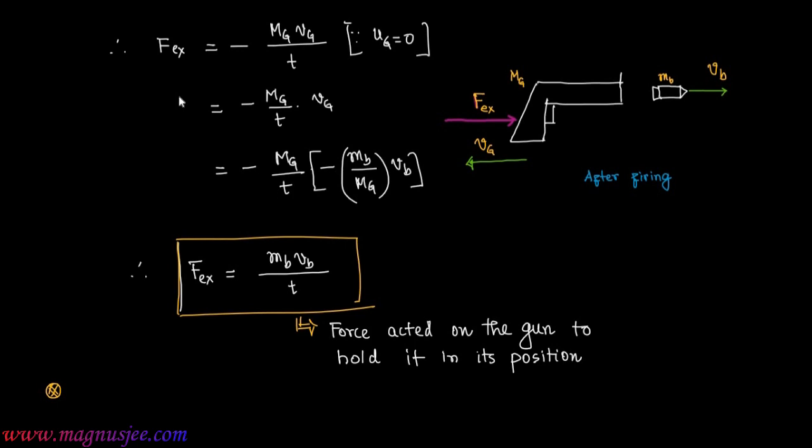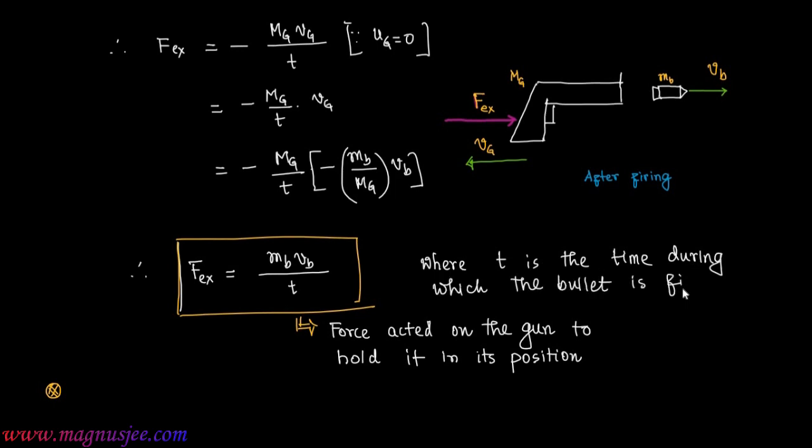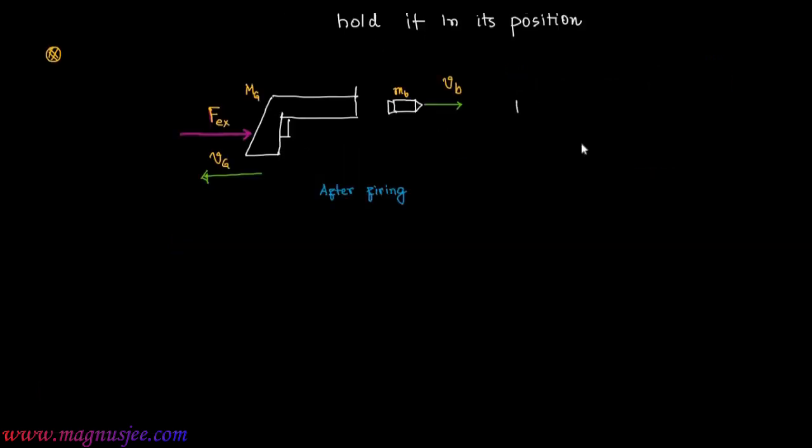And here mb vb is the linear momentum of the bullet in the forward direction, where t is the time during which the bullet is fired. A bullet of mass mb is fired with velocity vb.